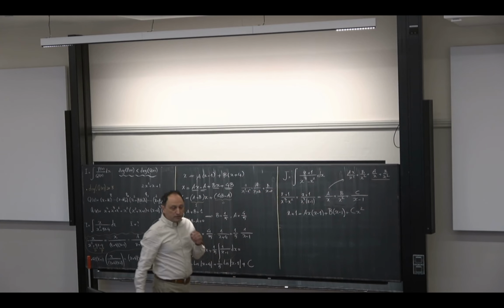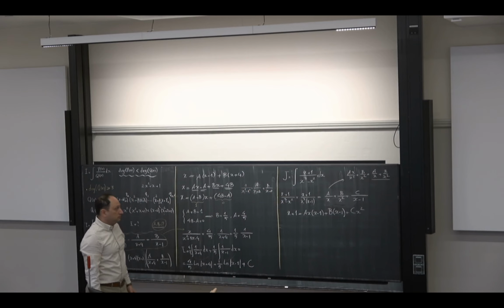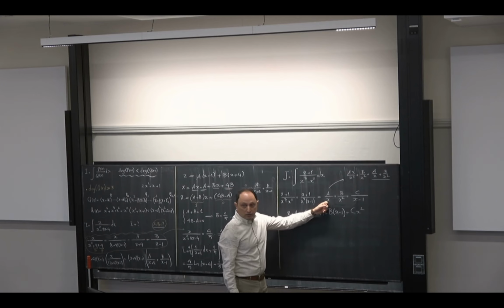Babak, yes. Can you explain to me how we came from the denominator x squared times x minus 1 to then an extra x there? We have x squared here? Yeah. No, yeah, no, it was.